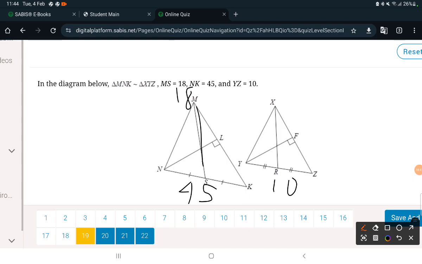Okay, so look, MS is similar to XR because I just told you in the other question, whatever looks alike, you forget about whatever looks alike. Here it says MN is similar to XY. Take individual segments. NK over here is going to be similar to YZ. And we have MK is going to be similar to XZ.